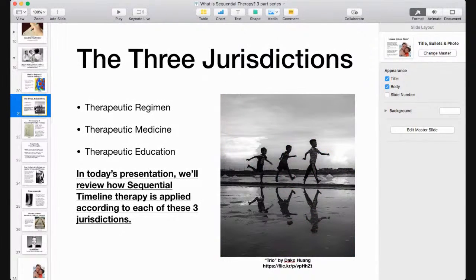So just as a refresher from a previous video, the three jurisdictions of Medical Heilkunst are therapeutic regimen, therapeutic medicine, and therapeutic education. And as you'll see in the presentation today, we're going to look at how all three of these jurisdictions apply in the course of someone's sequential timeline therapy.